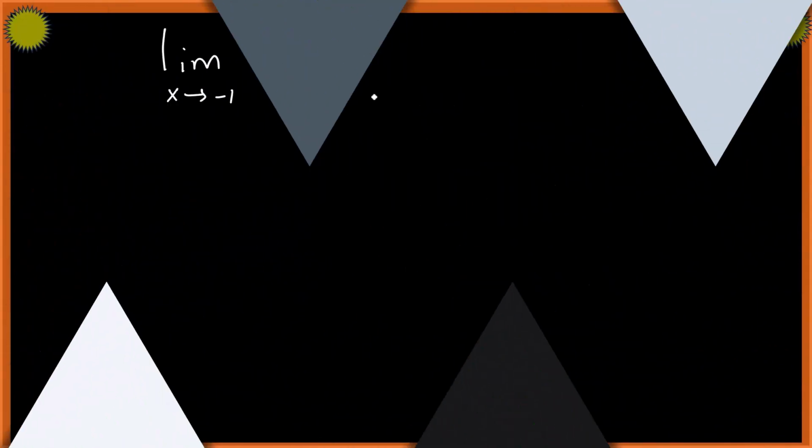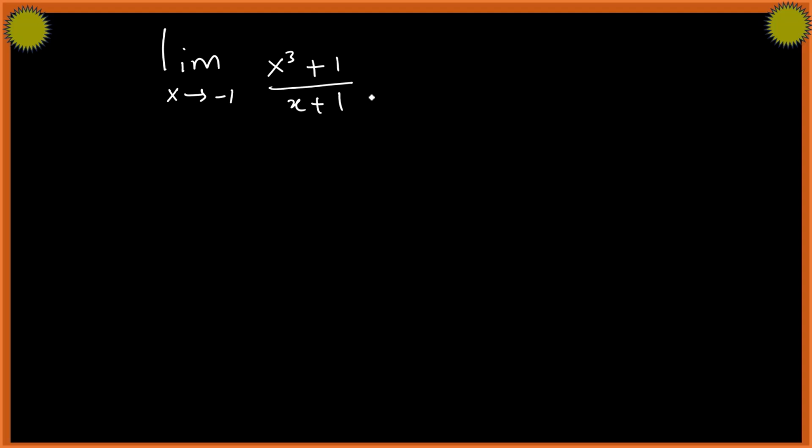Okay. All right. Let's evaluate this limit. So we have the limit of a function, with fraction x cubed plus 1 on x plus 1 as x approaches -1. If I plug in -1 here, everything will be undefined. So we need to reduce the expression to its lowest term.